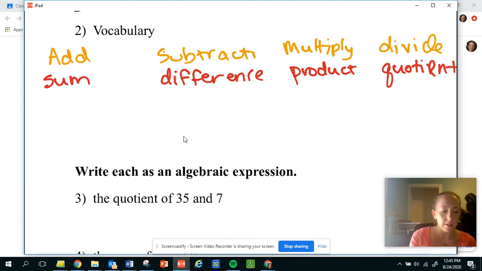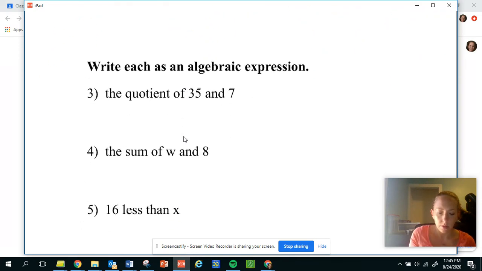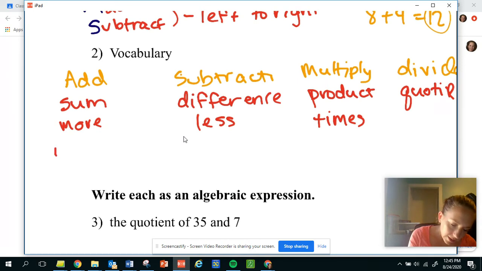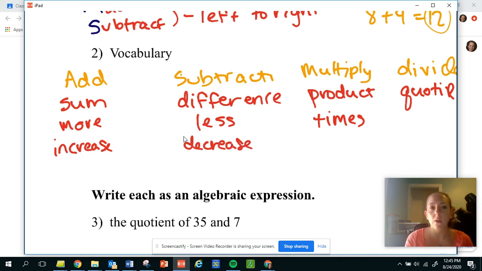So other words you might see: if you're adding, it might say more, or if you're subtracting, it might say less. If you're talking about multiplying, it might say the word times something. And right, that was the other one. With add and subtract, you can see the words increase or decrease. So those are just some hints to know what it's telling you to do.